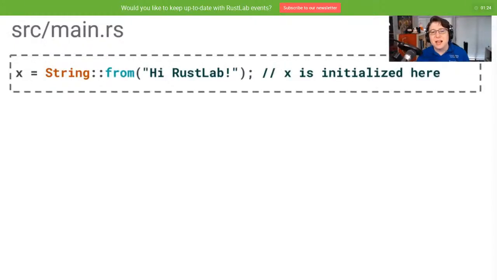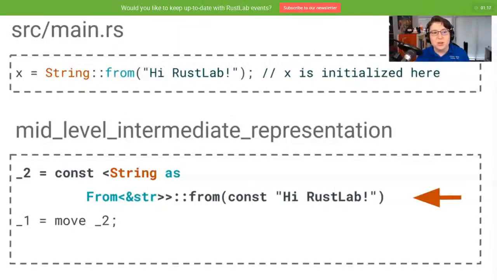Now that x has a value, it is considered initialized at this point. We create a new place in memory, local underscore 2, where we store the hi RustLab string. Then we move the value stored at underscore 2 to underscore 1. Remember, underscore 1 corresponds to the x variable. So we have created the string in memory and moved it to be the value of x.